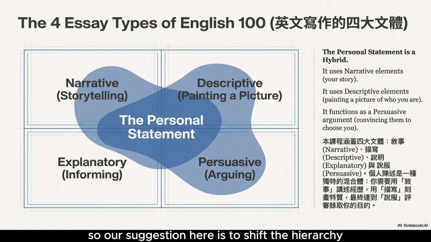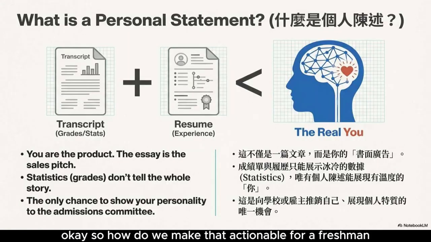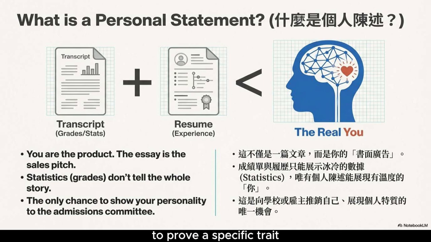So our suggestion here is to shift the hierarchy. Emphasize that the essay is fundamentally an argument, persuasion, just disguised as a story. Okay, so how do we make that actionable for a freshman? I think we just tweak the explanation in the notes. We could say something like, you are not just telling a story for entertainment, you are curating a specific memory to prove a specific trait. The story is the vehicle, but the argument is the destination.